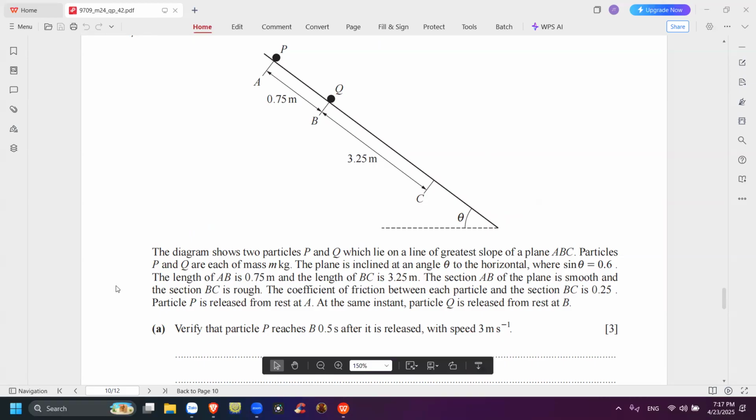Let's see. It's 12 marks and what is the total? 50, right? So this is 38 marks out of 50. 38 out of 50 gives you 76%. Is that good enough? 76%?